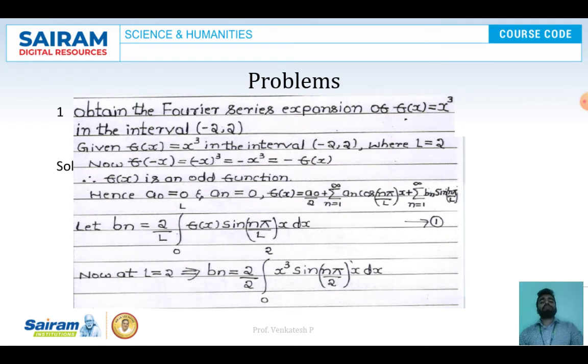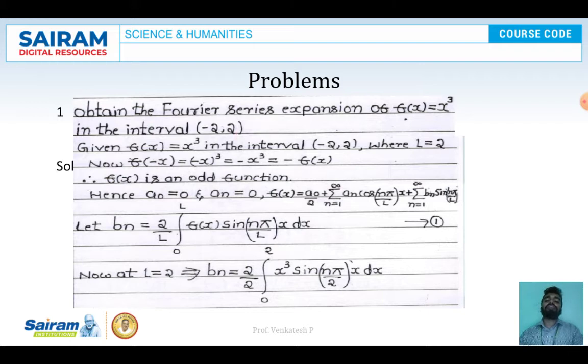The problems on arbitrary interval. Obtain the Fourier series expansion of f of x is equal to x cube in the interval minus 2 comma plus 2. We can find the value of L from this interval only. So the value of L will be equal to 2 here.